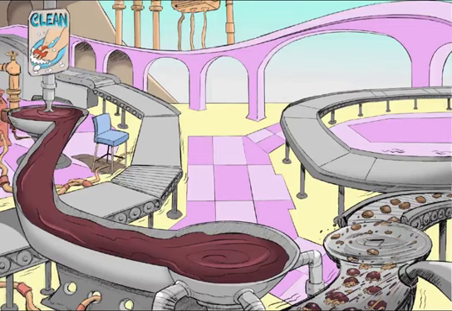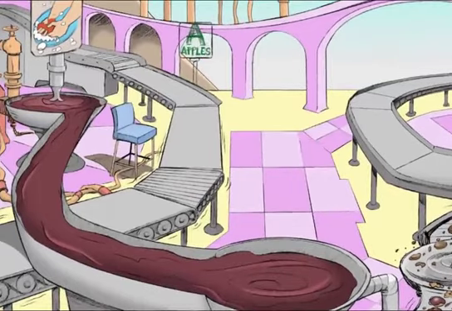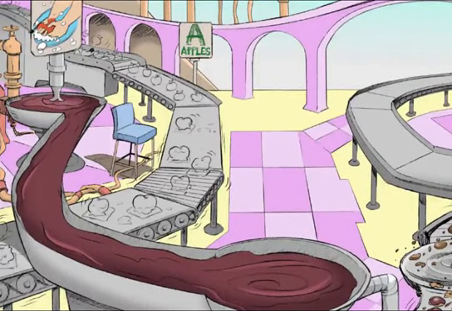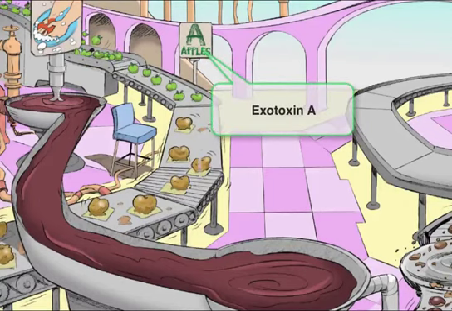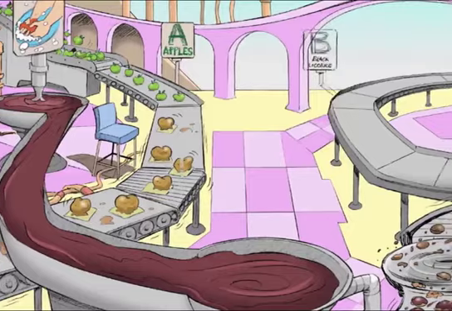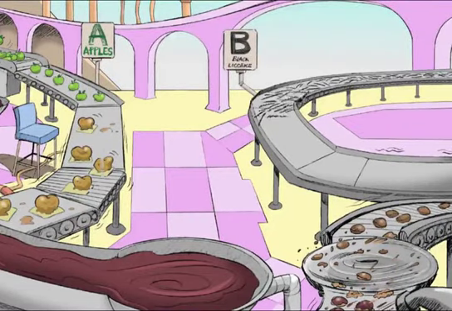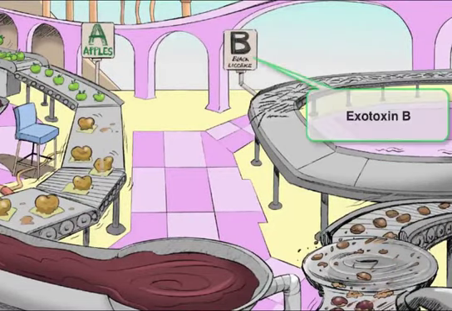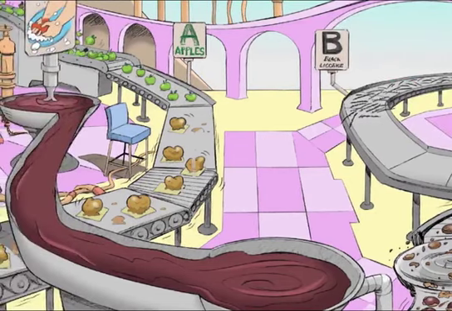We are going to use two workstations to represent these toxins, Workstation A and Workstation B. Workstation A is the Apple workstation. A is for Apple, and A is also for exotoxin A. We'll have Workstation B for the assembly of black licorice, B for black licorice, and exotoxin B. Let's start with exotoxin A, represented by the Apple station.